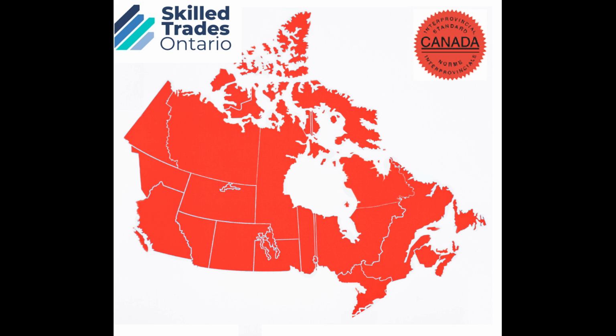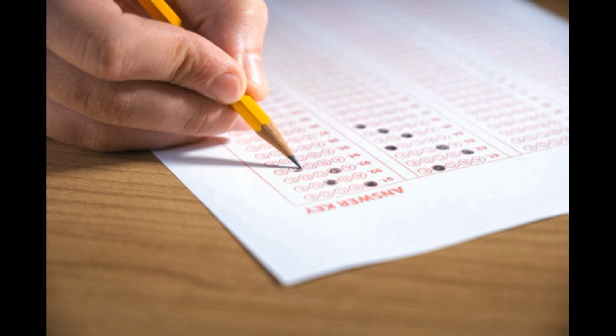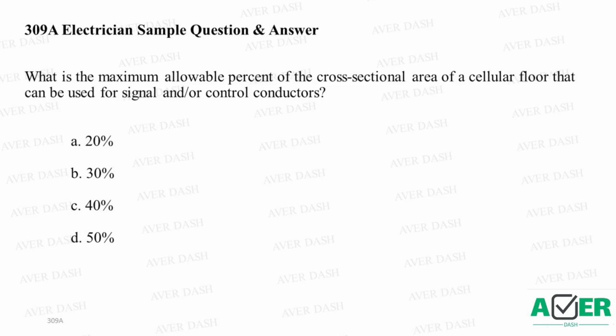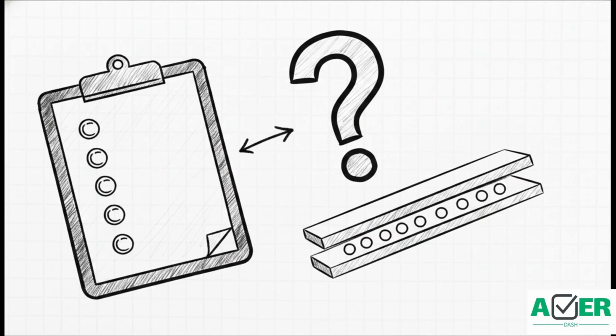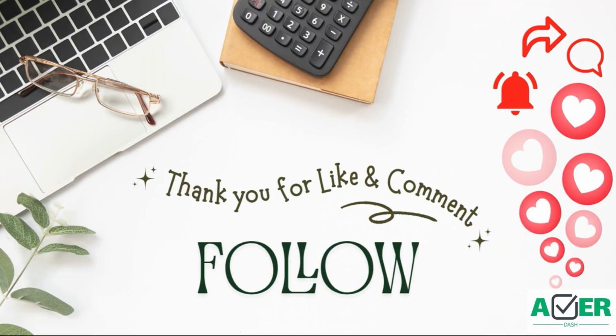All right, let's jump right into the exact question we're tackling today. And I'm going to read this word for word, exactly as you might see it on your test. What is the maximum allowable percent of the cross-sectional area of a cellular floor that can be used for signal and/or control conductors? Okay, let's look at our options. Is it A, 20%, B, 30%, C, 40%, or D, 50%? I want you to keep this specific question locked in your mind right now. Remember, we're dealing specifically with signal and control conductors, and we are working inside a cellular floor environment. So we're going to break down the code on this right now.